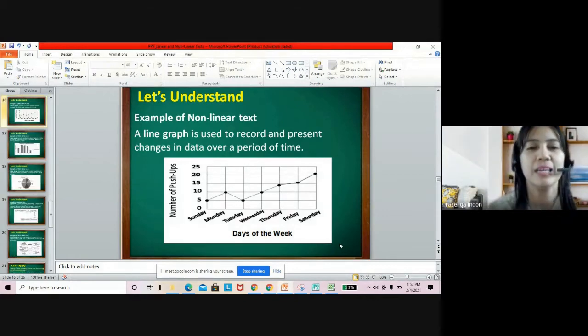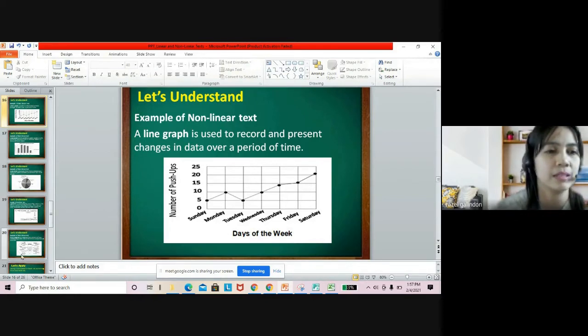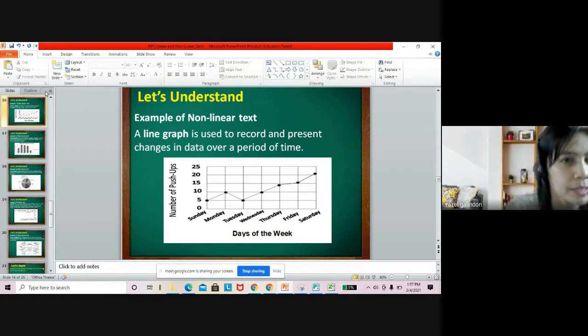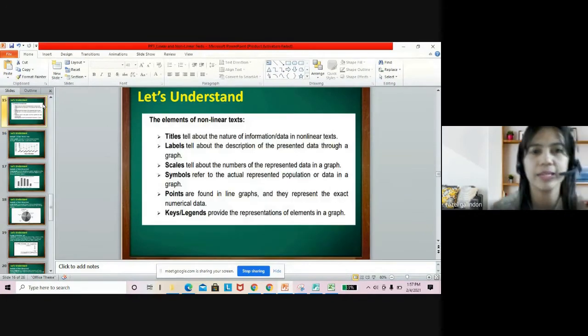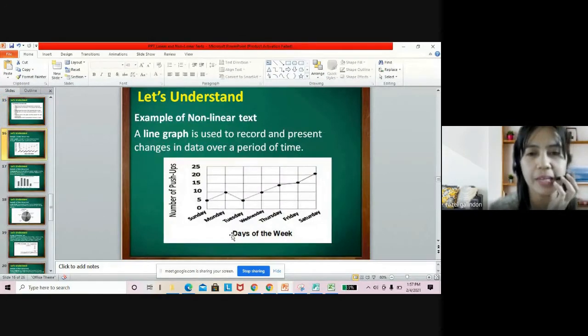Very good. So the number of push-ups and the days of the week are called labels. Let me go back to the elements. Labels: they tell about the description of the presented data. Okay? So we have labels.